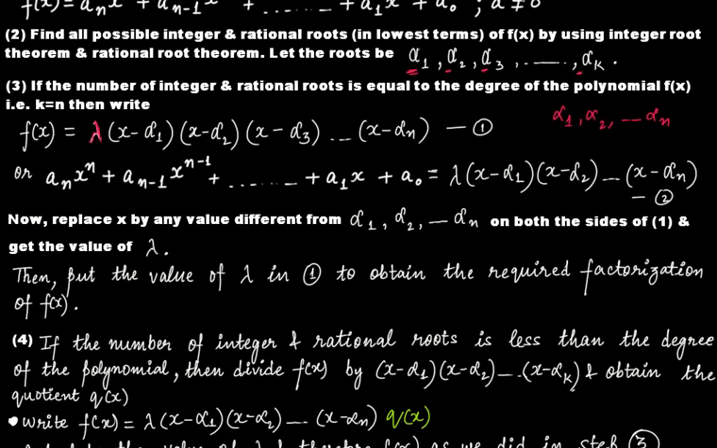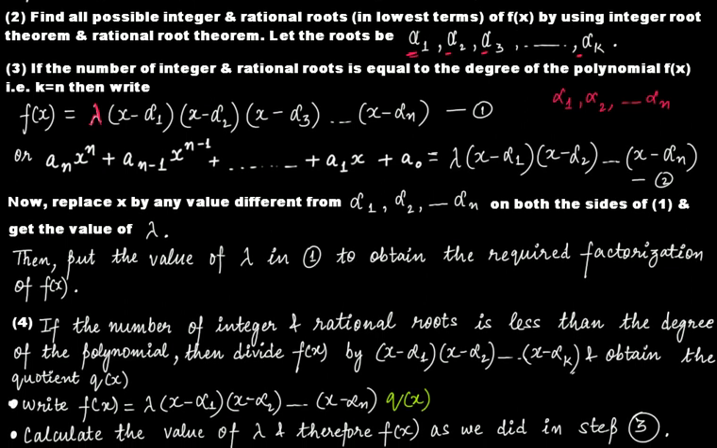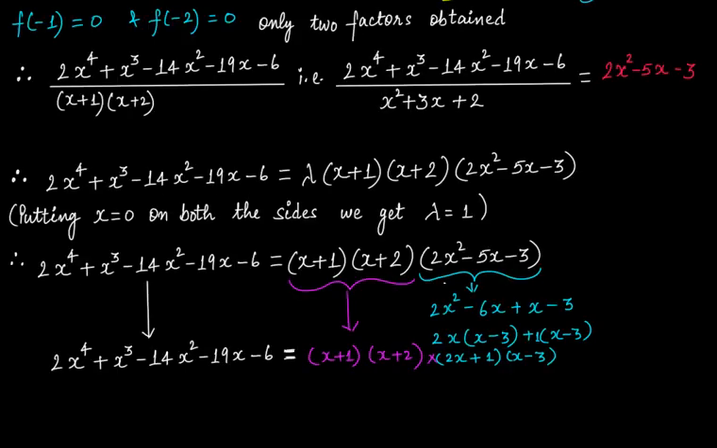If the number of integer and rational roots is less than the degree of the polynomial, then divide f(x) by (x minus alpha 1) multiplied by (x minus alpha 2), and so on, and obtain the quotient q(x). Let me explain what we are actually doing here. We can obtain only 2 roots, but we need 2 more, since it's a biquadratic polynomial.